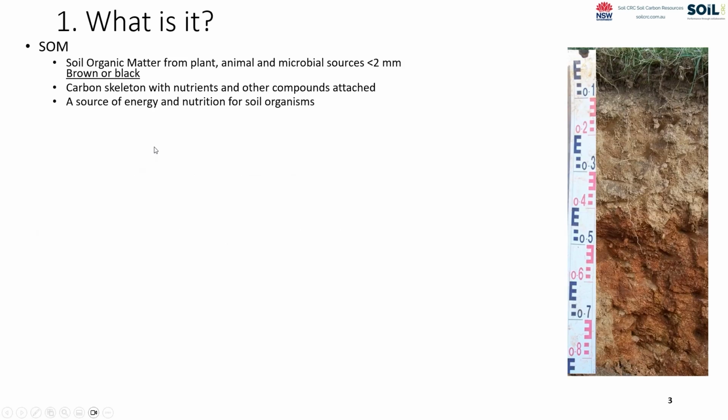Firstly, what is it? What are we talking about? Soil organic matter is basically the stuff that's come in through plants, processed through animals and microbes. It's brown or black. It's dark in the soil. We can see it. It provides lots of great attributes to the soil, turns it from dirt into soil, and it's basically what you want.